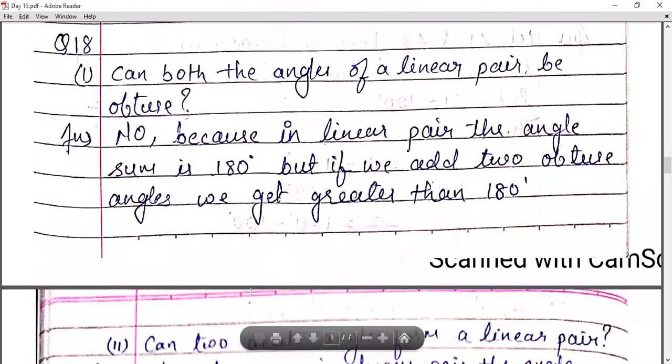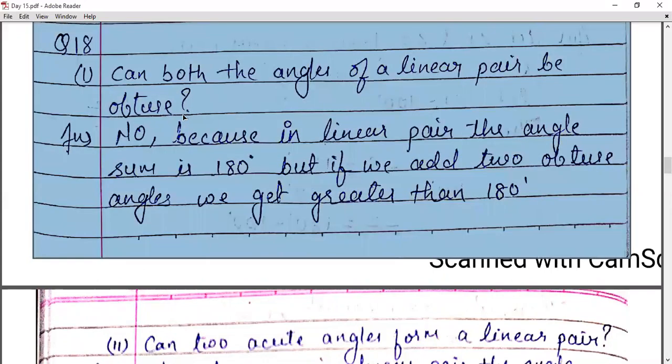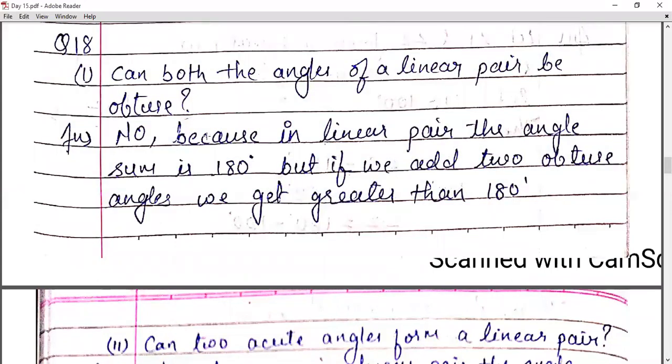Question number 18 is, can both the angles of a linear pair be obtuse? A linear pair is the sum of two angles which gives you 180 degrees. An obtuse angle is more than 90 degrees. So two angles more than 90 degrees, or two obtuse angles, cannot give you a linear pair, because if we add two obtuse angles, we will get greater than 180 degrees.